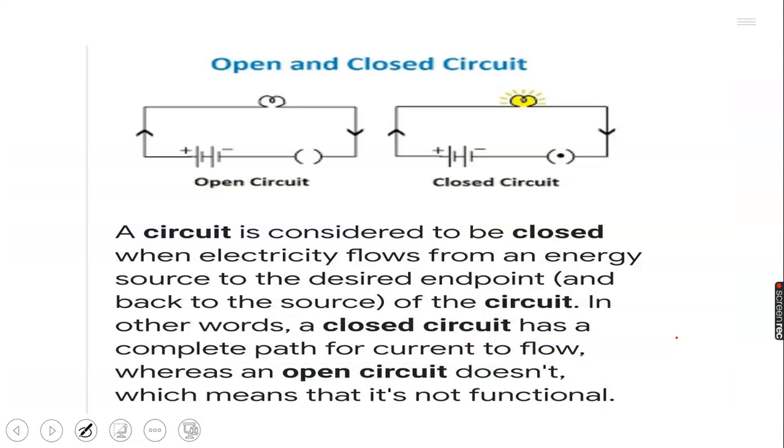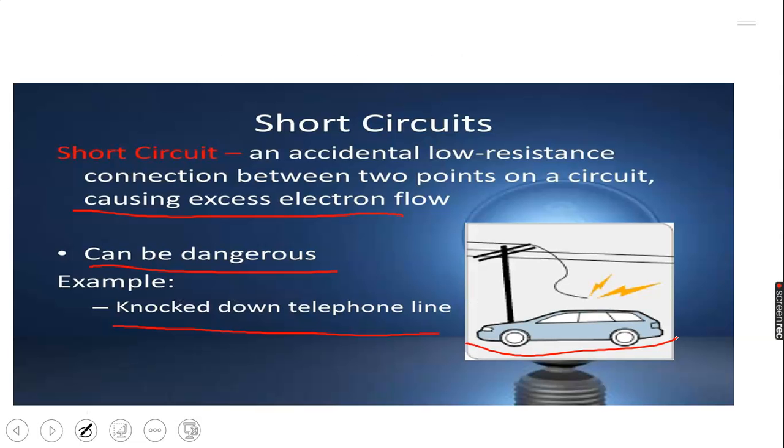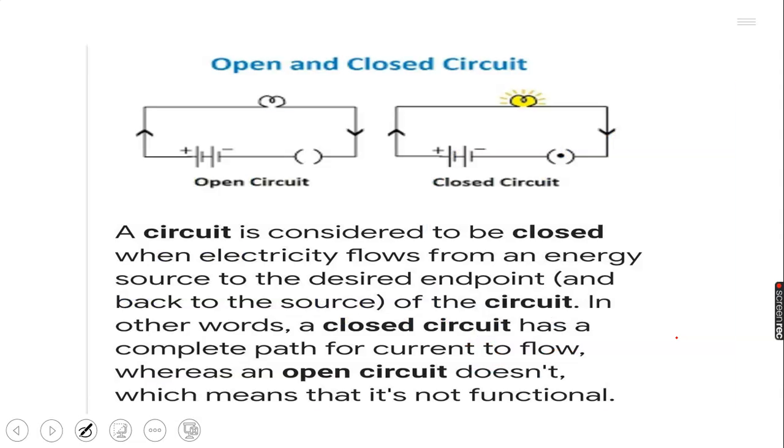Now, let me tell you about open and closed circuits. When a circuit is said to be closed, this is when electricity flows from an energy source, that's the battery or any other energy source, to the desired endpoint and then back to the source to start it over again. It's called a closed circuit then.